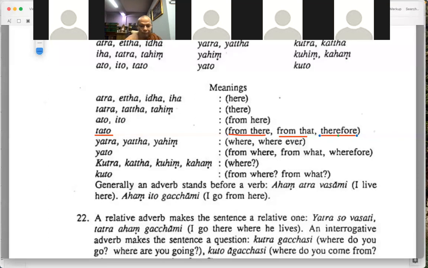Any more question? Okay, so if no more questions, let me stop here by saying sadhu 3 times.